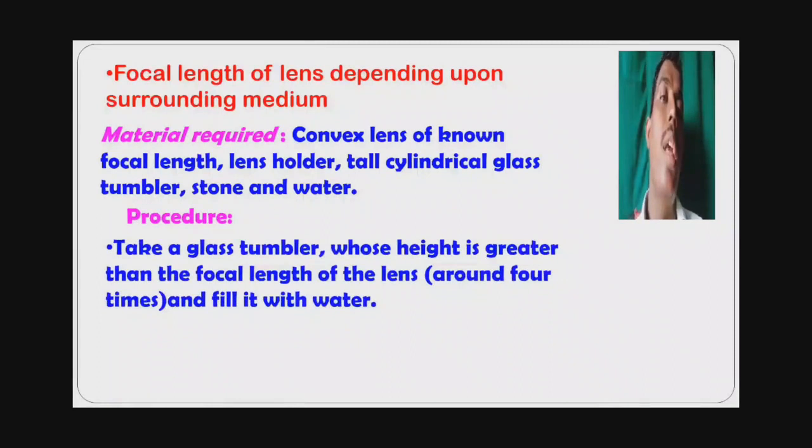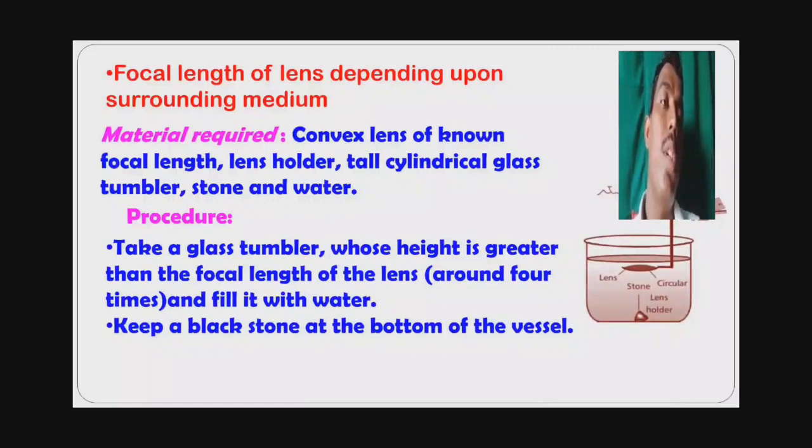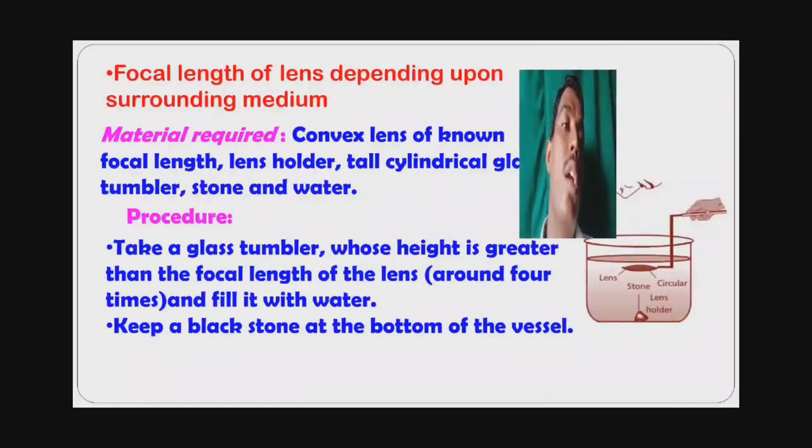Procedure. Take a glass tumbler. The height of the glass tumbler is greater than the focal length of the lens. Remember, the height of the glass tumbler should be 4 times the focal length of the lens, because when the lens is kept in water, its focal length increases to 4 times. Keep a black stone at the bottom of the vessel. Here we can see one glass tumbler, and at its bottom we keep one black stone.